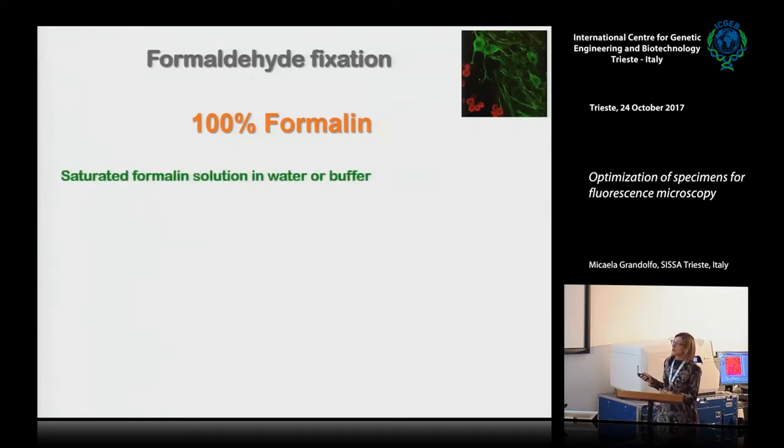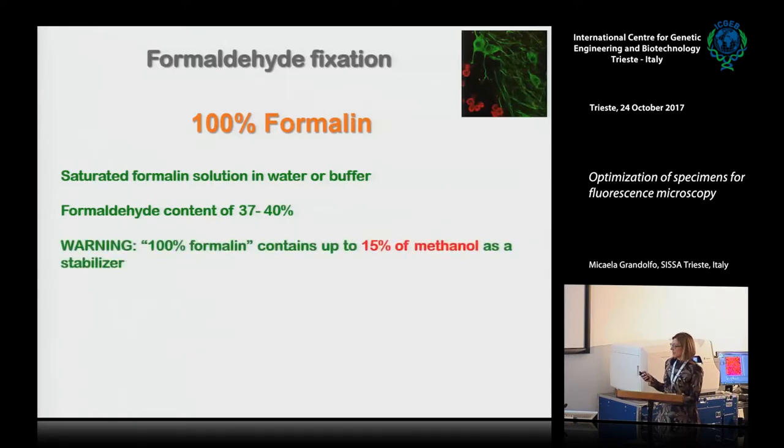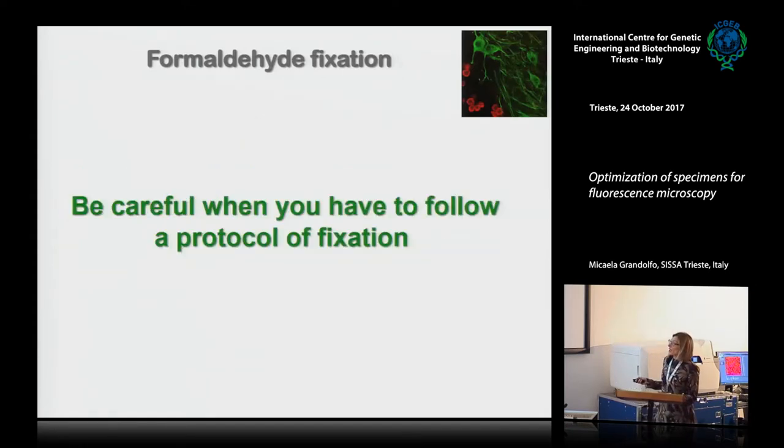Okay, 100% formalin is a saturated formalin solution in water or in buffer. The formaldehyde content is around 37-40%, and warning, because in formalin there is 15% of methanol. It is present as a stabilizer, and methanol has another effect on your tissue. Okay, it precipitates some proteins and it extracts lipids, so you will have a permeabilization of the tissue. So remember that when you receive some tissue fixed with 100% formalin, you could face a different situation compared with the protocol that you routinely use in your lab. Okay, so be careful when you have to follow a protocol of fixation.